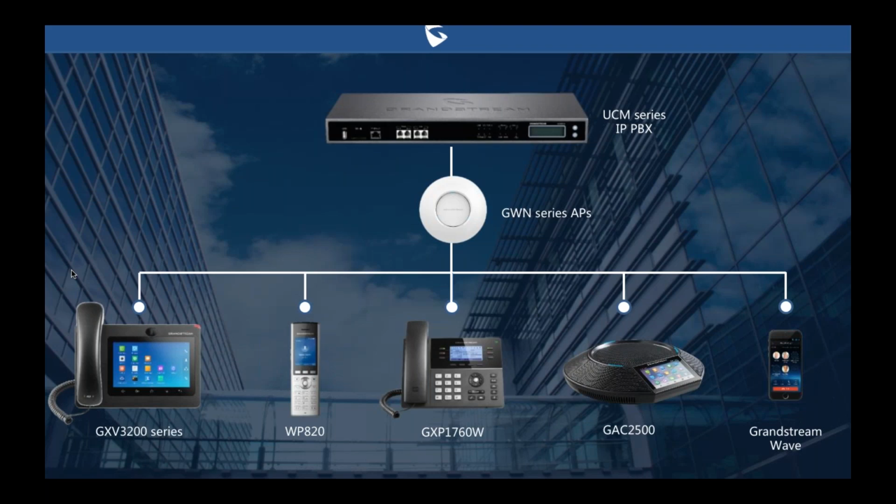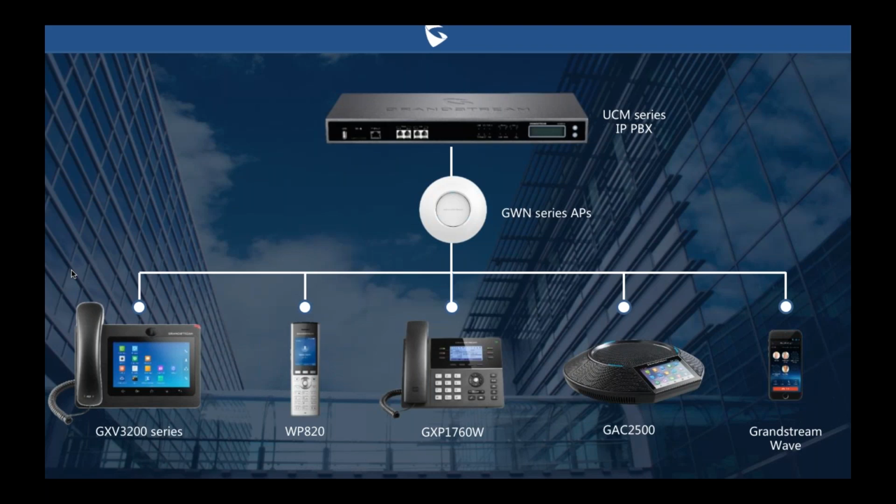So, other Grandstream Wi-Fi capable devices: the GXV, it says 3200 series, but all of our GXV Android IP video phones. We have a wireless version of our 1760, the mid-range IP phone I showed you earlier, that has a Wi-Fi chip built into it. Our GAC 2500, which I'll show you in a second, our Android conference audio phone, has Android built into it, as well as running Grandstream Wave, which is our free soft phone app for Android and iOS, running that on any mobile device and simply connecting through Wi-Fi. So a lot of different options there.